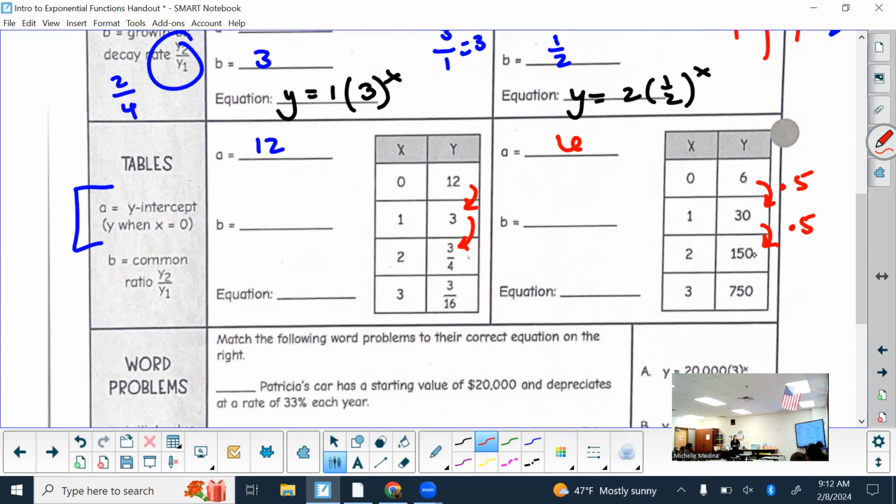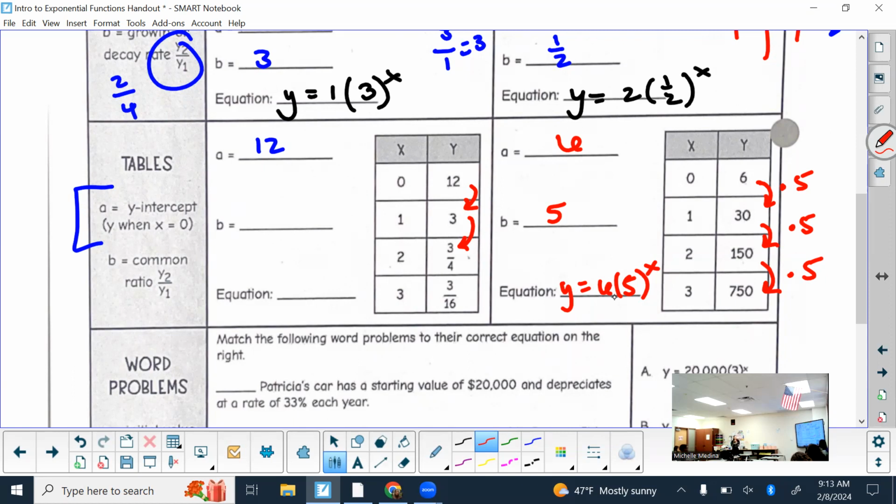30 times 5 is 150. 150 times 5 is 750. So yeah, my b is 5 for that one. Put it as an equation, y equals a times b to the x. I guess technically no. Sometimes they put f of x, sometimes they just put this and it's an expression, but.